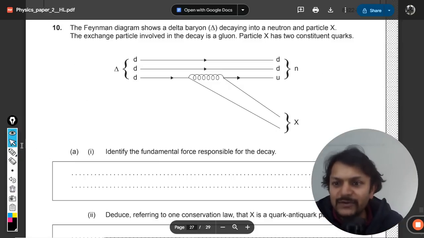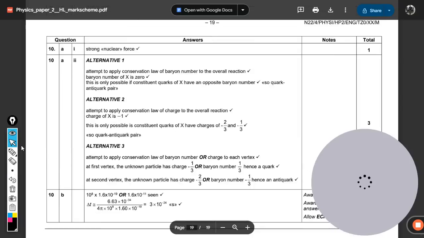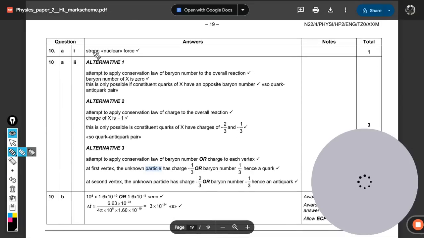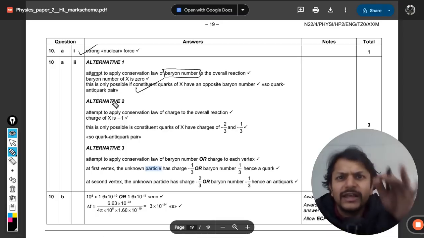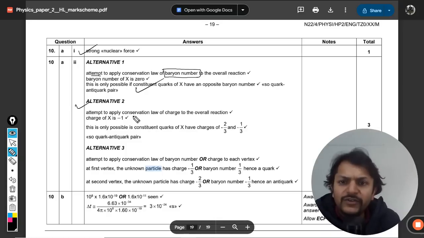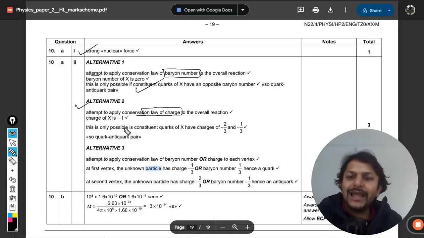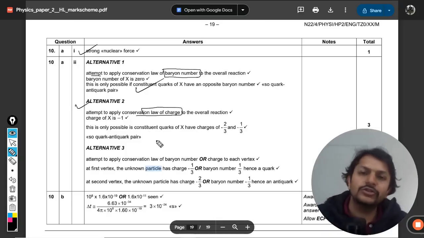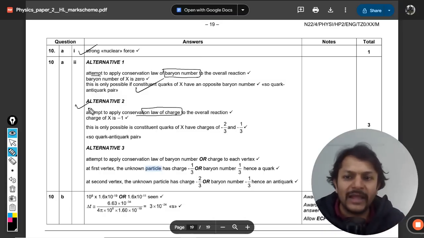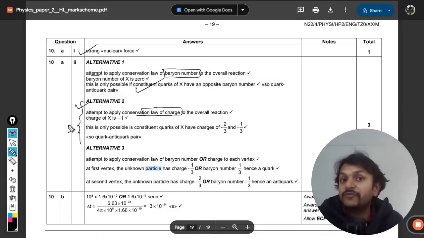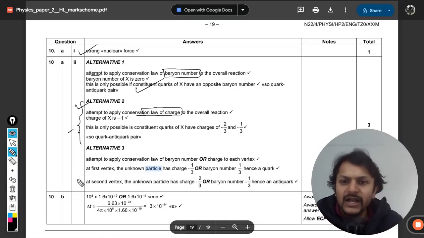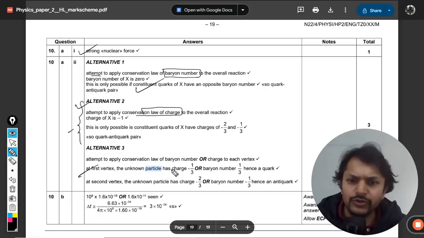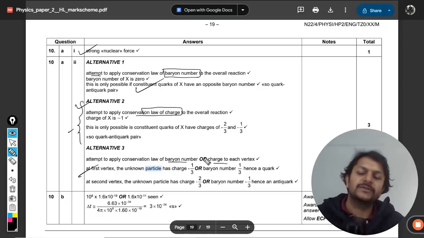Let us see what they have done in the mark scheme, and we will then move to the next question. Yes. So 10.1 is the strong nuclear force. Attempt to apply the conservation law of the baryon number, that is alternative 1, and this is exactly what we have done. Alternative 2 is the conservation of charge. So that can be applied, but because those things were missing from my mind, I have not applied that. Otherwise I would have explained alternative 2 also, but I believe you would be in a position to do this question by yourself. Alternative 3, anyway, attempt to apply the baryon number or the charge on each vertex. Okay.